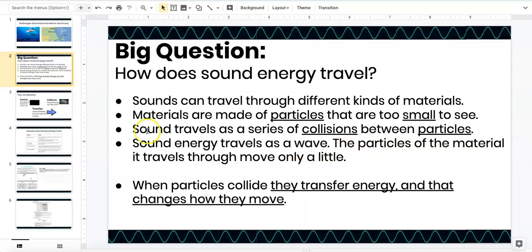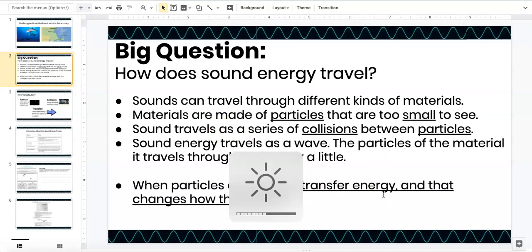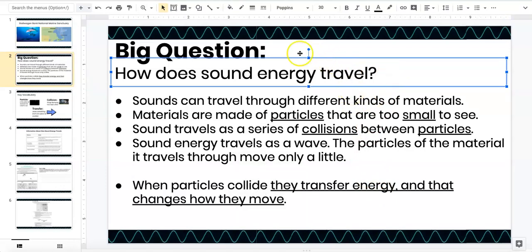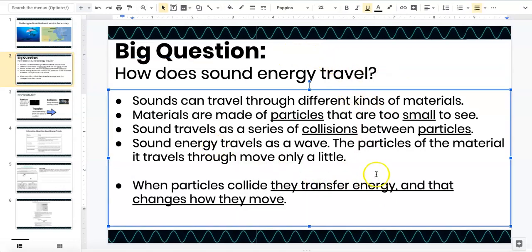The particles of the material it travels through move only a little. So we know that as the particles are moving in our simulation of the sound waves, the particles were not jumping and bouncing across the full screen, but the particles were actually bouncing in short distances. They were not bouncing all across the screen. So that is also very important to know.